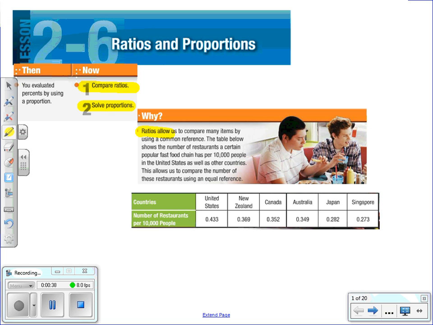Remember, ratios allow you to compare something. In this example here, we're going to be comparing the number of restaurants per 10,000 people in the U.S. as well as other countries. Okay, so you'll notice in the U.S., per 10,000 people, there are 0.43 restaurants, right? In Australia, there's 0.349. In Singapore, 0.273. So we can compare something in a like way by using ratios.